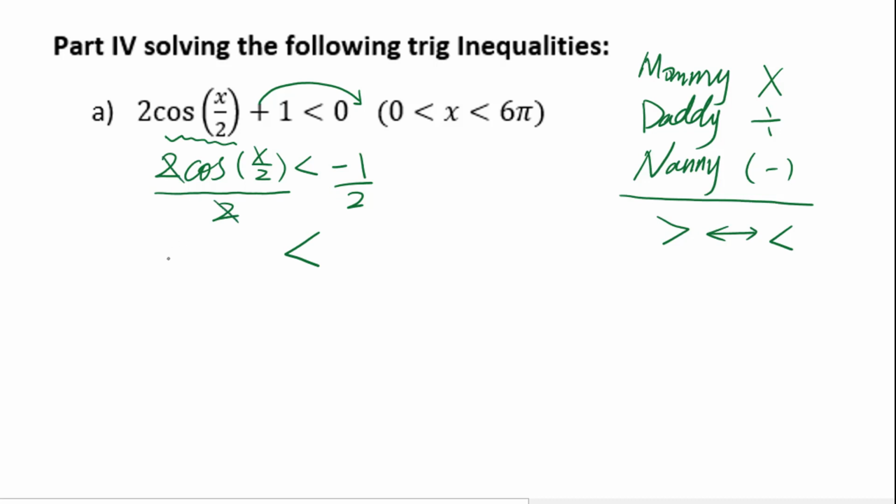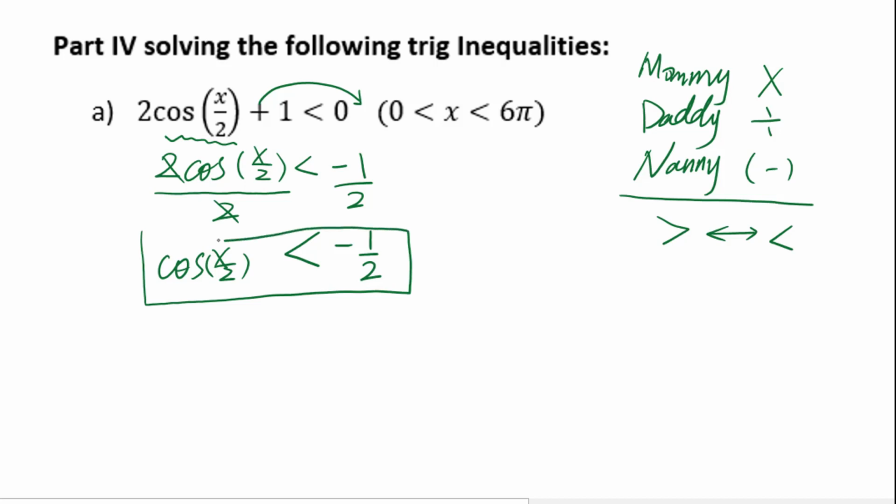Reduce, and you will get cosine x over 2 less than -1 over 2. This is the one we are going to use to sketch the graph later on. So this is the first step. Second step, we need to solve the equation cosine x over 2 equals -1 over 2.